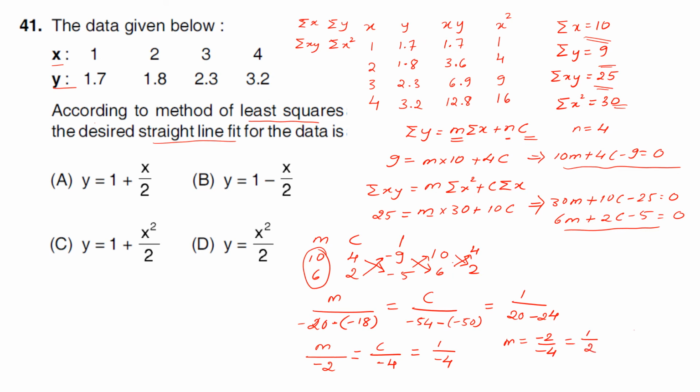Then value of c is minus 4 by minus 4, that is 1. Therefore equation is y is equal to mx, that is half x, plus value of c which is 1. Therefore the straight line fit equation is y is equal to x by 2 plus 1.